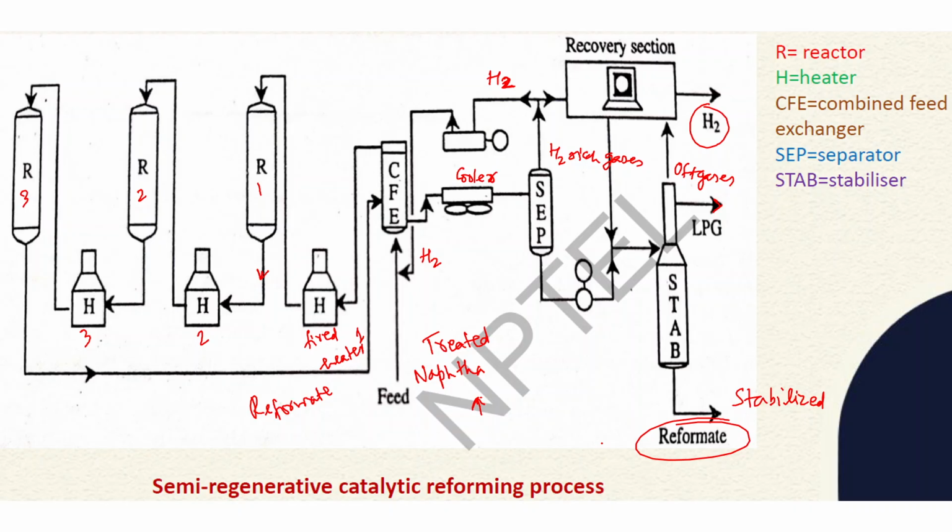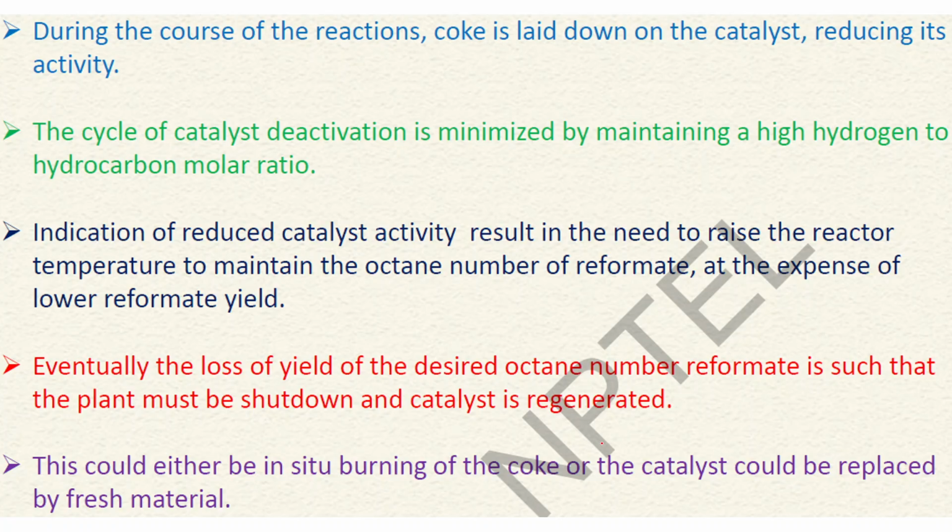During the course of the reaction, coke is laid down on the catalyst, reducing its activity, and the cycle of catalyst reactivation is shortened. So this coke keeps on depositing on the catalyst. If we do not minimize this coke deposition, what will happen? It will not work even for 6 months. So some measures need to be taken so that at least some amount of coke can be minimized, to further extend the lifetime of one cycle of the catalyst.